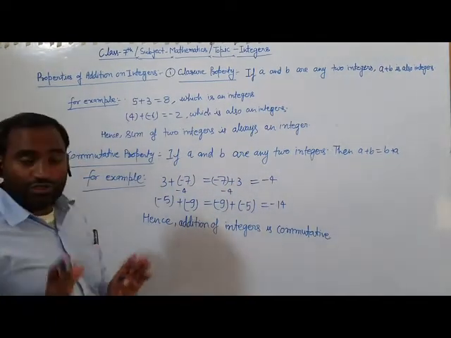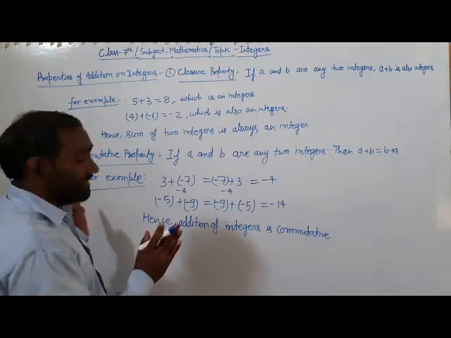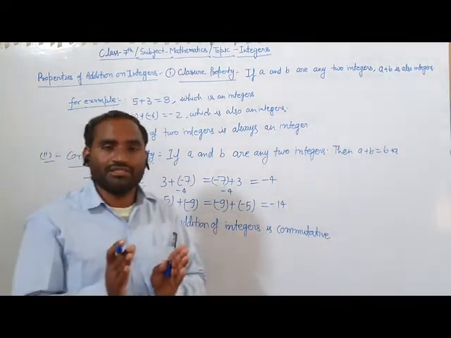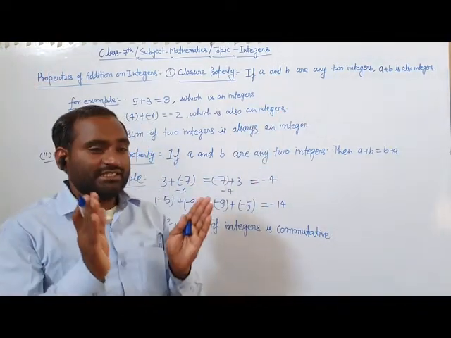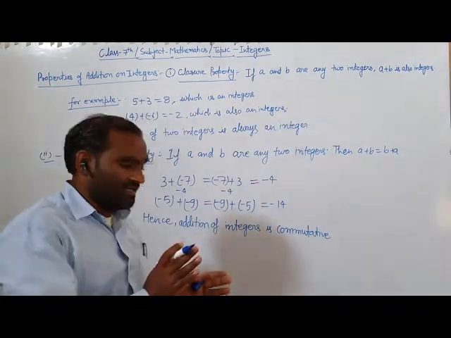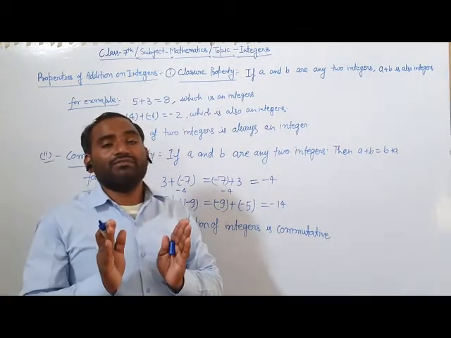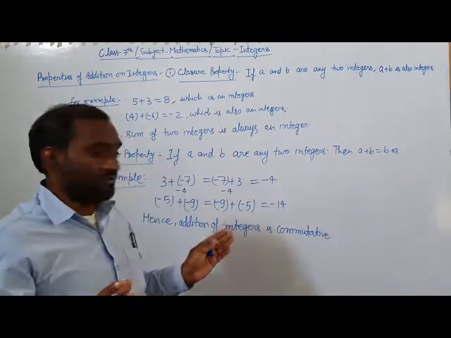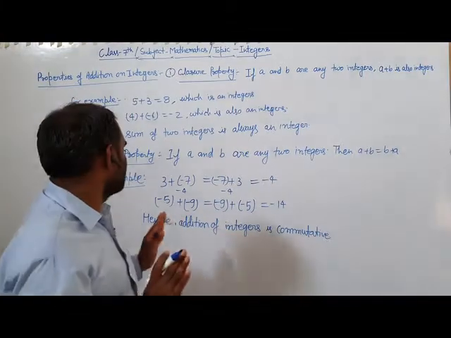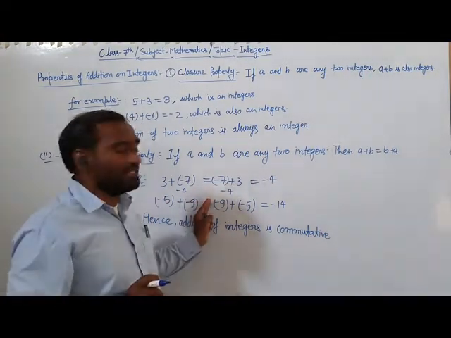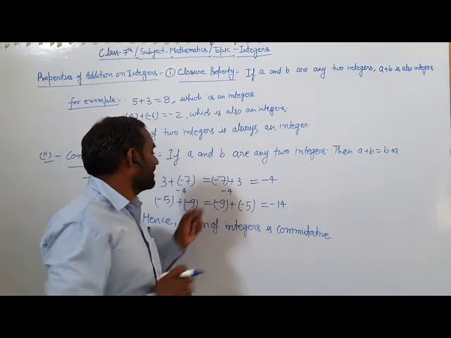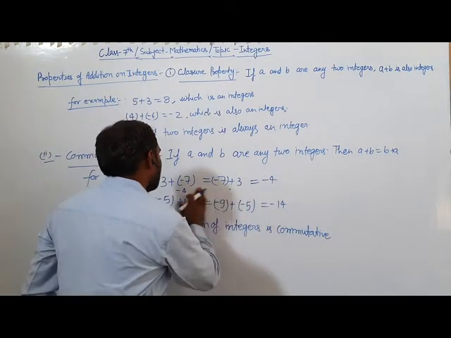Because I have told you about addition of rational numbers, whether the signs of the integers are the same or the signs are opposite, all of you know how to add. So in both conditions, by changing the order we get minus 4 and minus 4. So here both are minus 4.